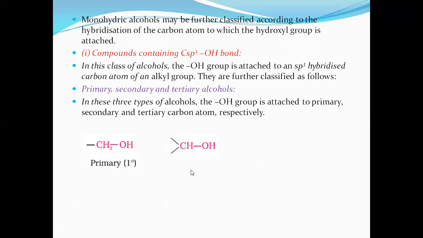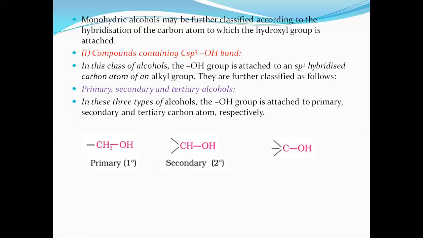Then secondary. Similarly, you may come to know what is secondary. An OH group is attached to an sp3 hybrid carbon atom, and that carbon atom must be a secondary carbon atom. What is a secondary carbon atom? A carbon atom attached with two other carbon atoms is called a secondary carbon atom. Here the carbon is secondary and it is sp3 hybridized. Therefore, this type of alcohol is called a secondary alcohol.